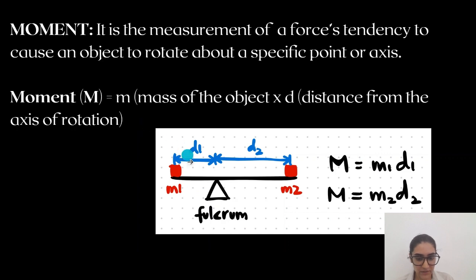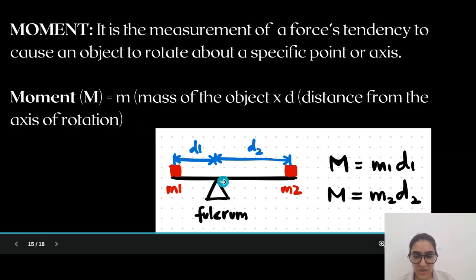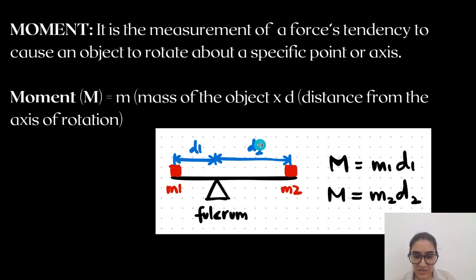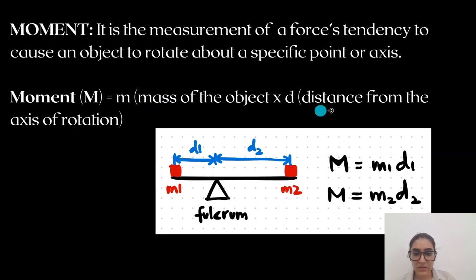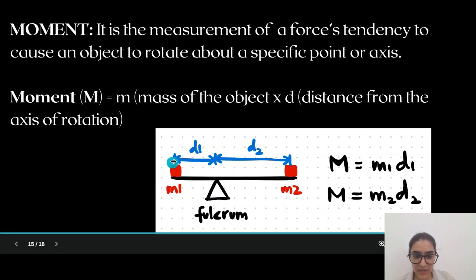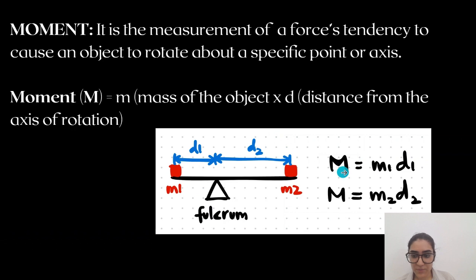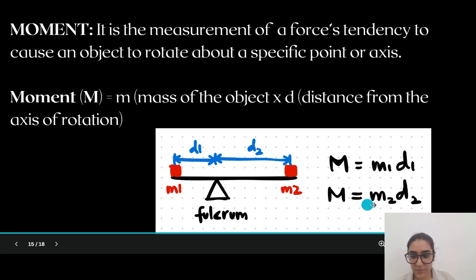I have given a diagram here just to explain it. Here we have a fulcrum. This is a type of seesaw. We all have ridden a seesaw when we were kids, so we can just use the example of a seesaw to understand moment. Here I have a fulcrum, my mass m1 and my mass m2. The distance from the fulcrum to m1 is d1, and the distance from m2 to our fulcrum is d2. So our moment will be m1 d1, and our second moment will be m2 d2. This implies that our total moment is m1 d1 + m2 d2.